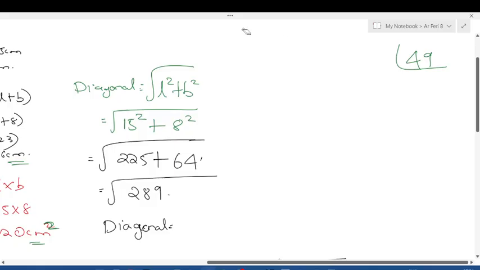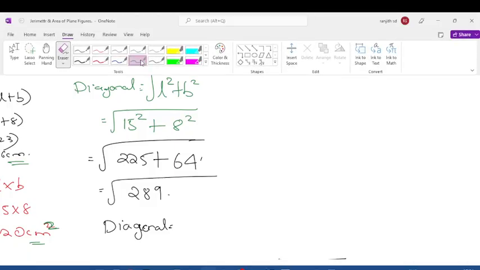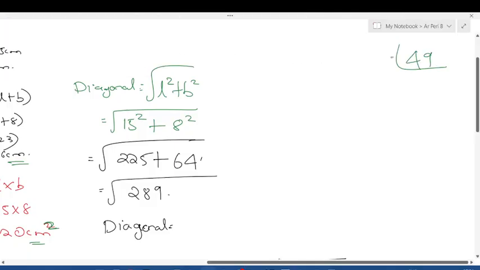Now 49, we have 49. What is the rule for 2, students? For 2, what's the rule? You have to check the last number. So is 49 divisible by 2? No, because 9 is not divisible.